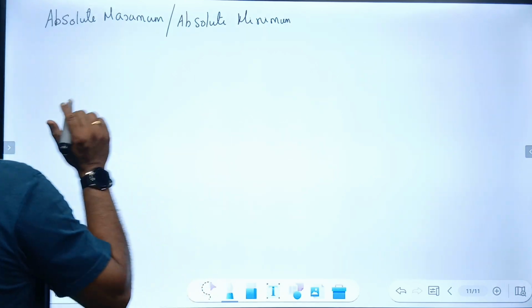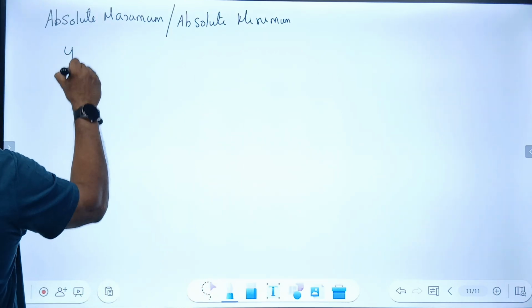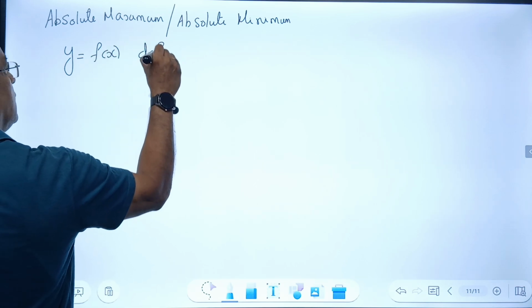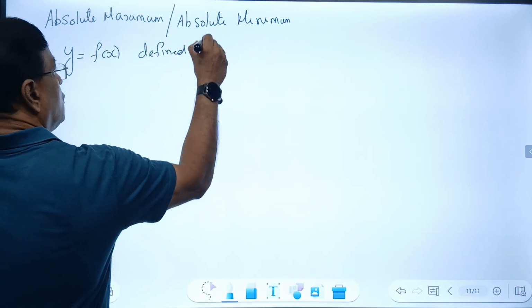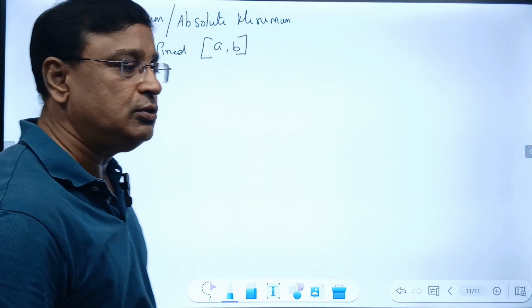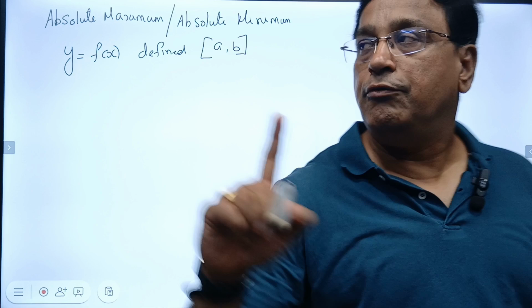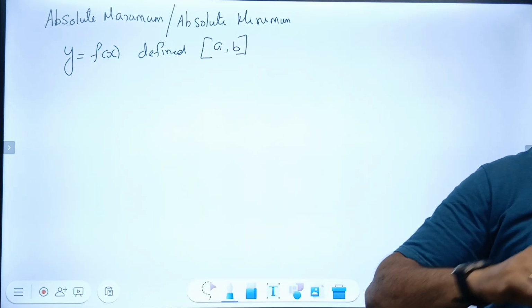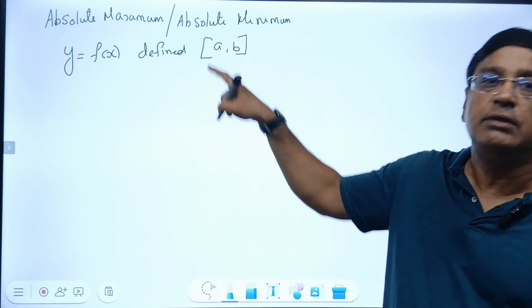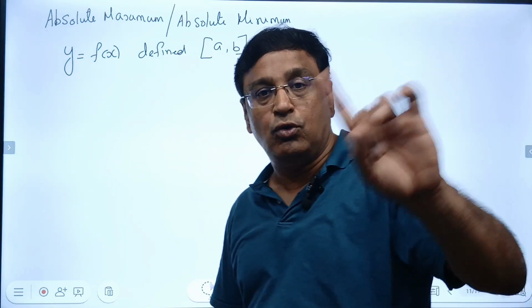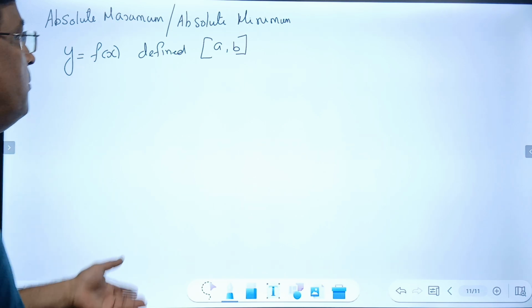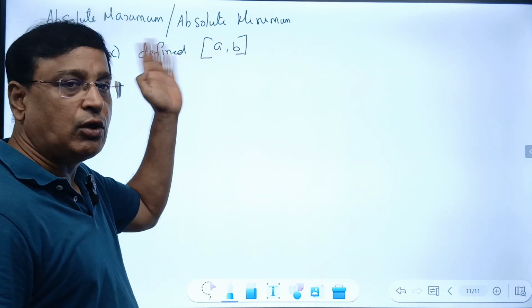Very, very simple. I have a function y equal to f of x defined in a closed interval a comma b. Please understand, if you want to talk about absolute maximum and absolute minimum, we need an interval. You cannot have it on the entire real line. It should be defined on a closed interval a comma b. It should be closed on both sides. Okay, then only you can talk about absolute maximum and absolute minimum. Otherwise, whichever side is closed, you can talk only about that.